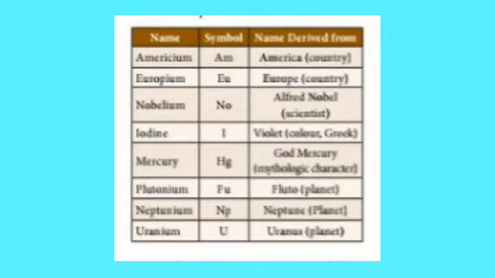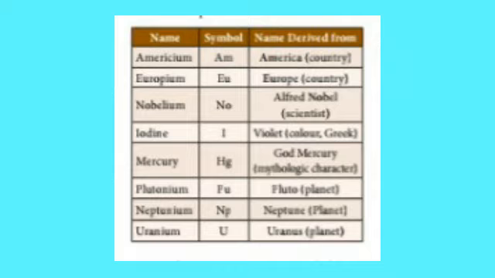Some elements are named using the name of a country, scientist, color, mythological character, or planet. Here, first we get some elements. Americium, symbol is Am, name derived from the country America. Name of the element europium, symbol is Eu, name derived from the continent Europe. Name of the element nobelium, symbol No, name derived from Alfred Nobel, scientist.